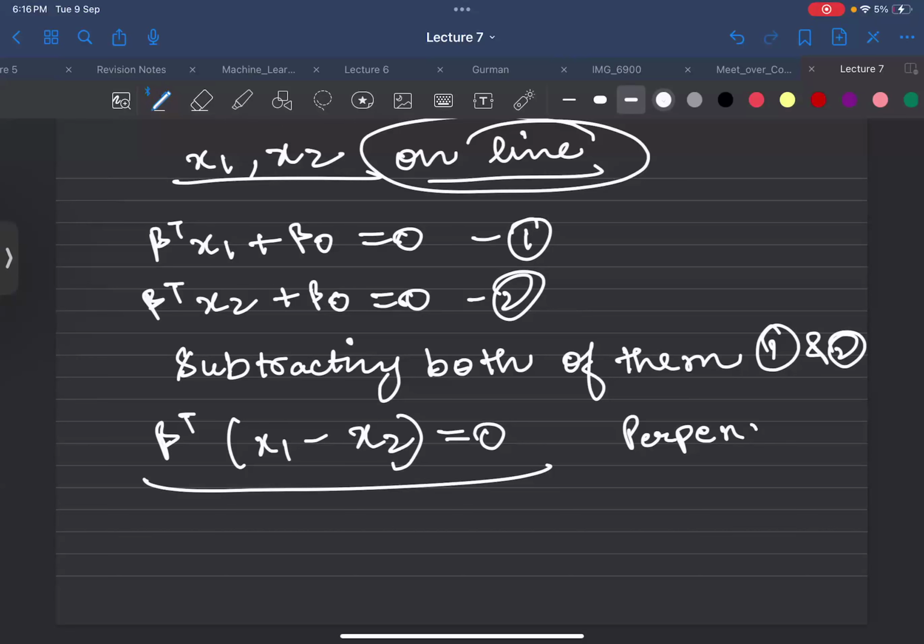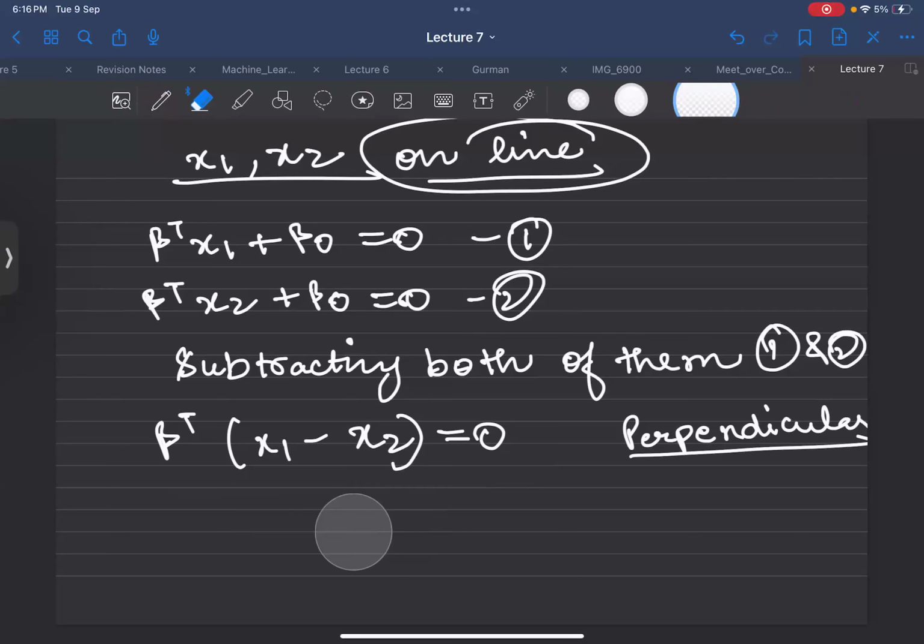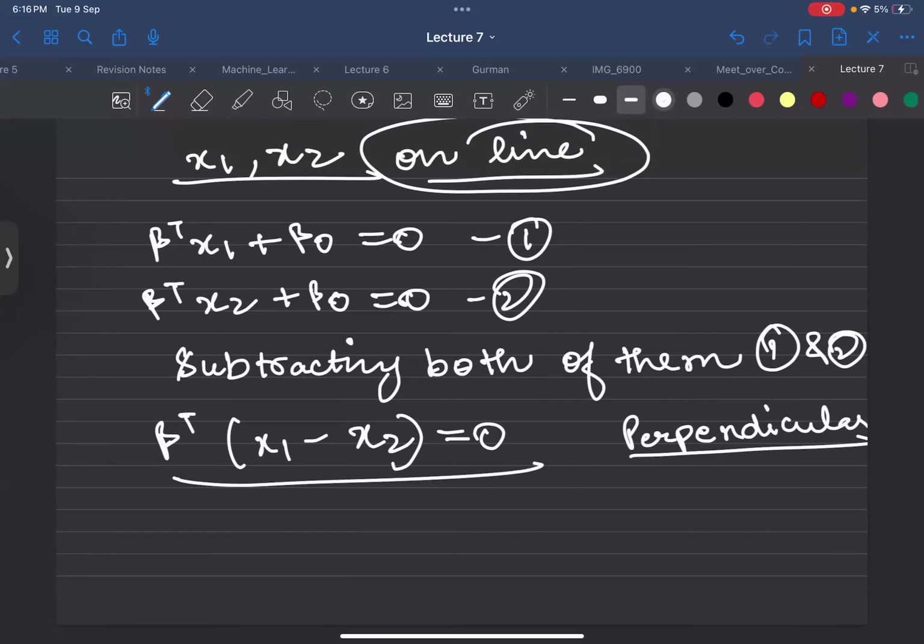Can I say it's perpendicular? Okay, beta is perpendicular. A dot B is equal to 0. Now I want to ask you how it's perpendicular. The professor also told us it's perpendicular. Why is it perpendicular? Let's try.